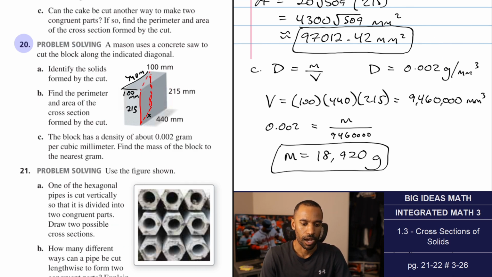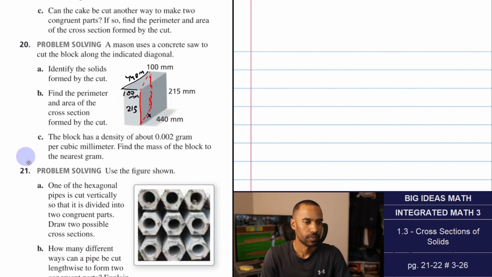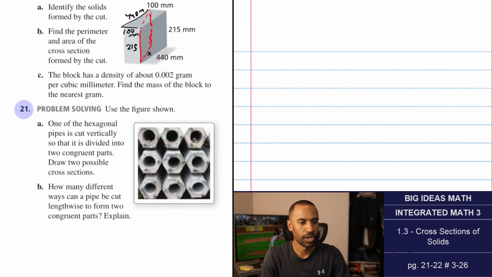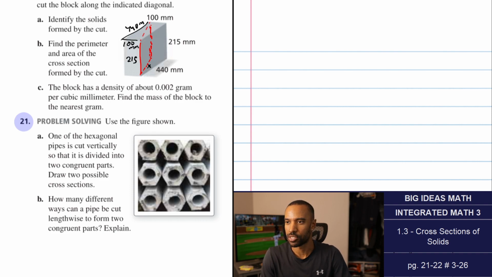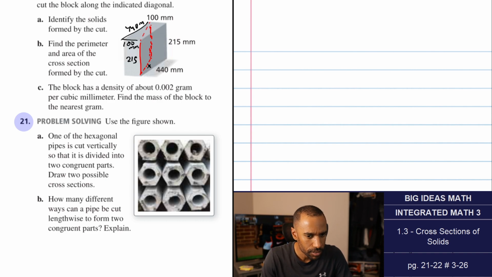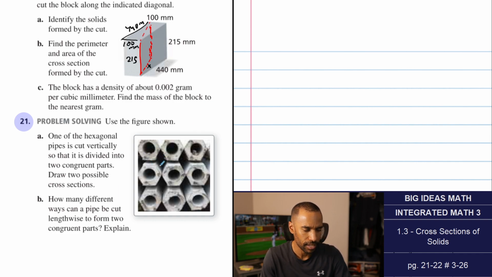I'm digging it. Okay. All right, let's go forward to number 21. Still 6 problems to go. Use the figure shown. One of the hexagonal pipes is cut vertically so that it's divided into 2 congruent parts. Okay, I think I understand the picture. I don't know if you do. I think it's just 3D. So one of the pipes, they're cut. I just don't understand the square on the outside, I guess it's the picture frame. Draw 2 possible cross sections as if this pipe was cut vertically.